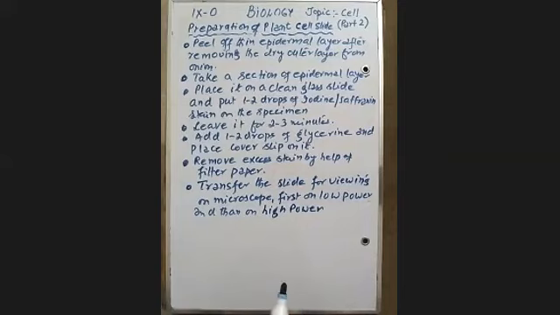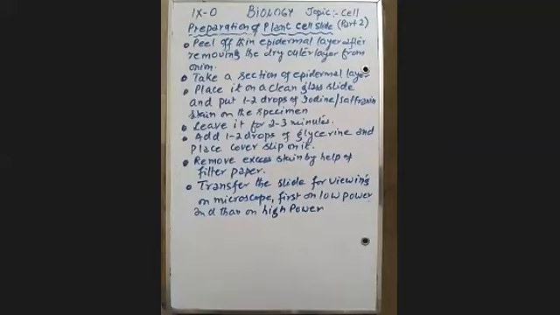You can use iodine solution or saffron solution. Iodine is yellow or yellow-brown in color, and saffron is red in color. So that is the stain on the specimen. Leave it for 2 to 3 minutes so that the specimen gets stained. Then add 1 to 2 drops of glycerine. After adding the glycerine, place a cover slip on it gently.